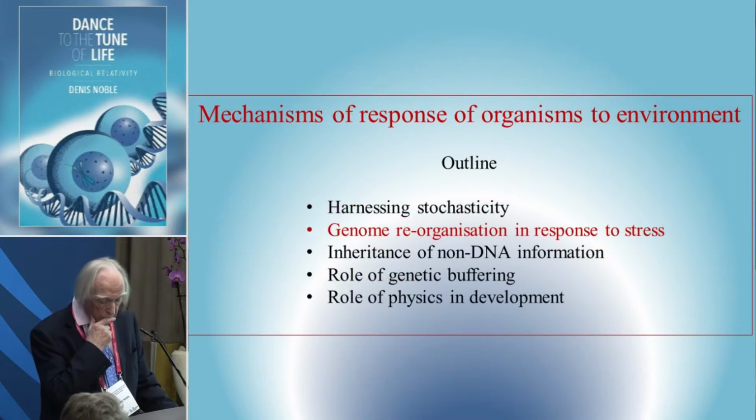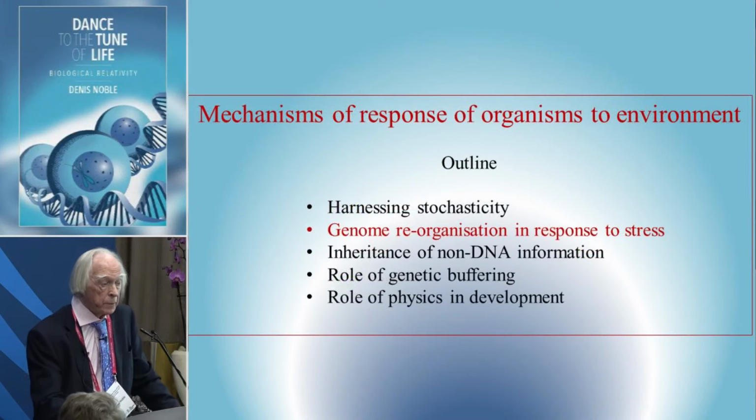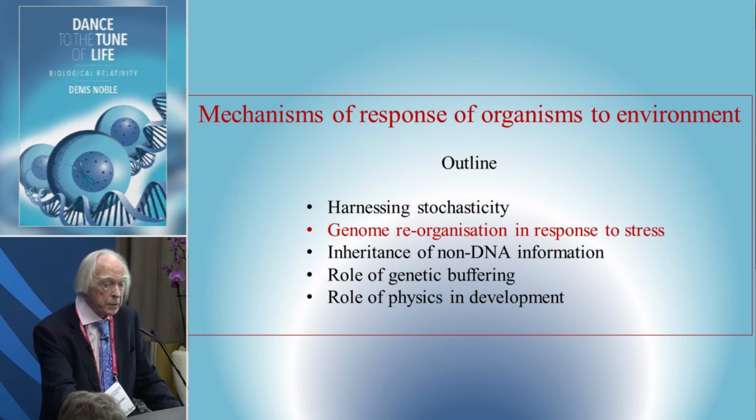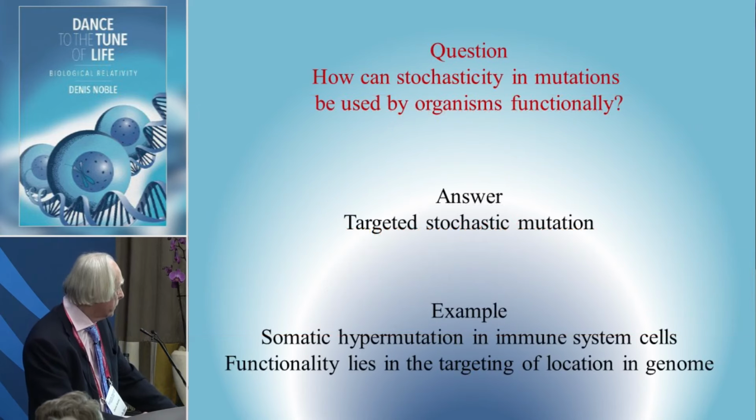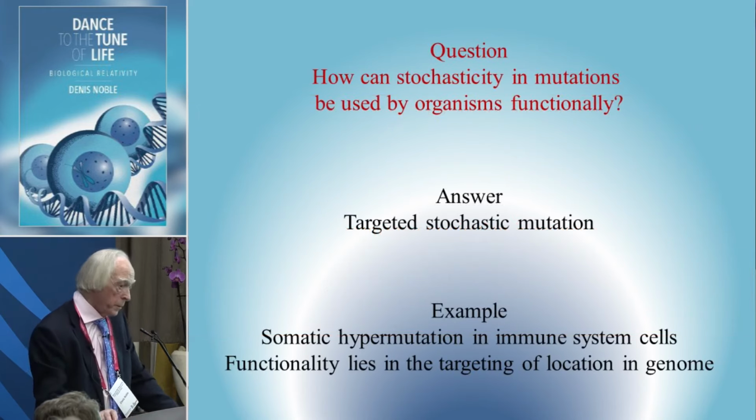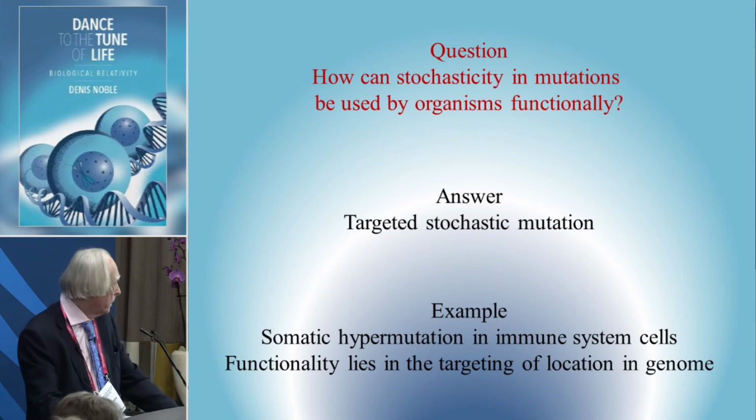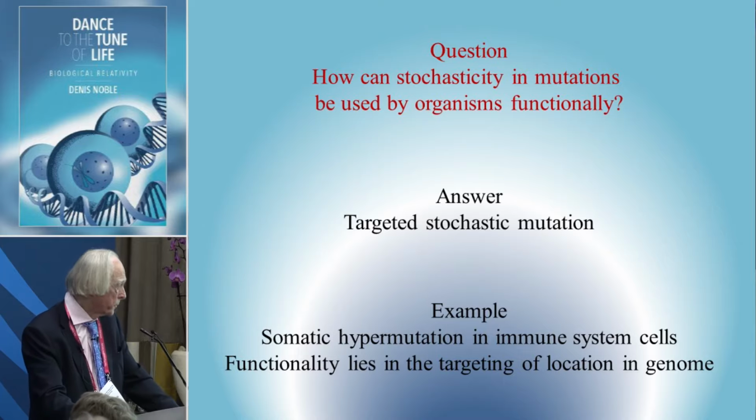So, can this information that the system can pick up and transmit to its genome enable organisms to respond to stress? The answer is yes. And the first example I'm going to take is the somatic hypermutation in immune system cells. Now, I want to say a word or two before I come on to demonstrating the significance of somatic hypermutation to indicate a very important part of the lecture, which is this.